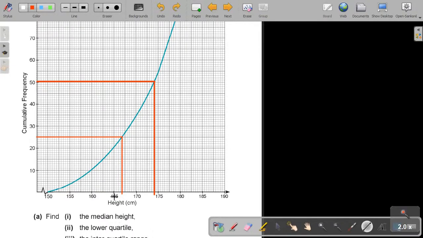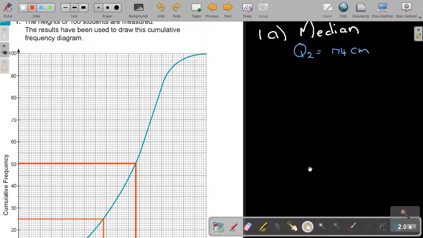Okay, so this will be 165, 166, it looks like 16, but no, I think it's more. It can either be 166.5 or 167. So 166, 167. According to my graph, 167. So that was the lower quartile, and that is going to be 167 centimeters. Okay, and then the third one, the interquartile range.